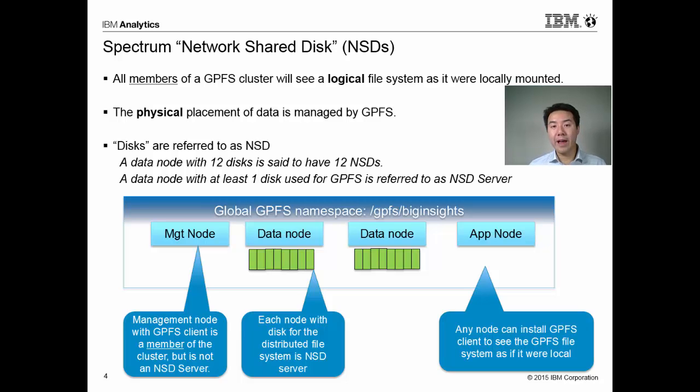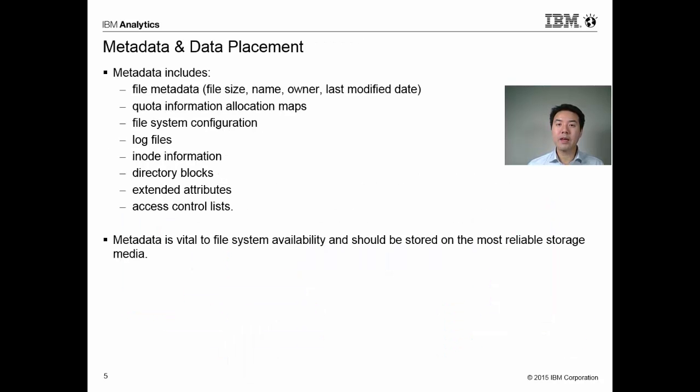The management node or the app node have no NSDs attached. They're sometimes referred to as GPFS clients. Now in Hadoop, there is this notion of a name node, which manages the metadata of the files across the cluster. GPFS also has metadata, and I'll talk a little bit about its metadata strategy in a moment. For all intents and purposes, the metadata that GPFS tracks is very similar to the metadata that HDFS would track, but the strategies by which it manages it are very different.